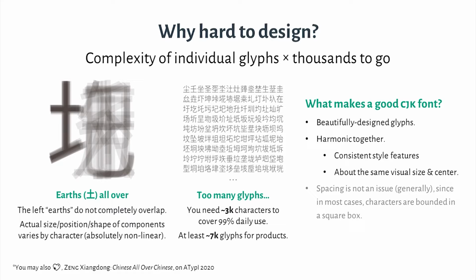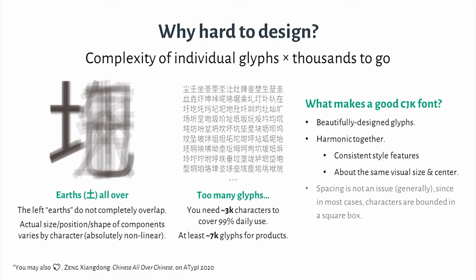When you put the Earths that are positioned to the left of all the others, you will find they never completely overlap. The actual size, position, and shape of a component vary by character. And you've got thousands of such headaches to go. The real number of Chinese characters is perhaps infinite.